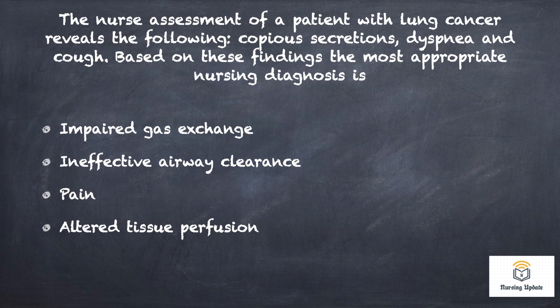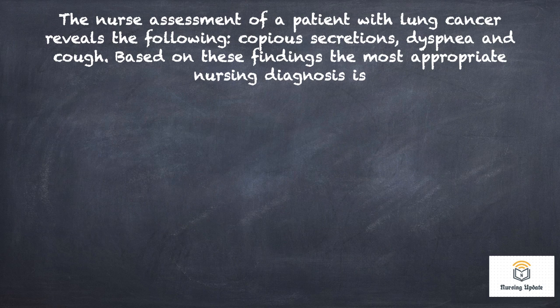They have given the scenario: the patient has dyspnea and cough and copious secretion. What is the nursing diagnosis? Option A impaired gas exchange, option B ineffective airway clearance, option C pain, and option D altered tissue perfusion. The answer is ineffective airway clearance.